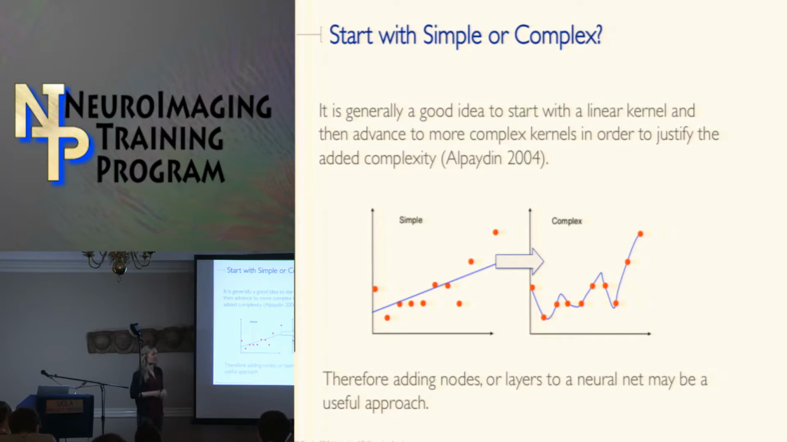I really like this Alpaydin book on machine learning. It's a really nice introduction and it's very readable. He says that you should always start with something simple and then add complexity. So if you start with something small and add complexity, then you can see if that complexity is warranted.